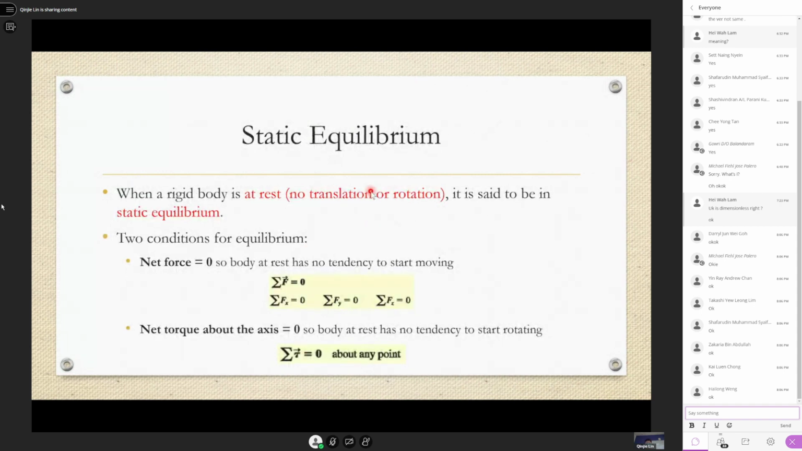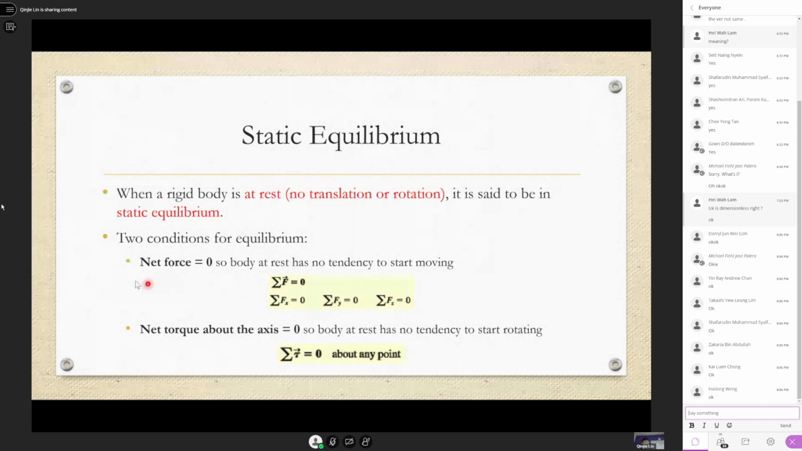So what is static equilibrium? When a rigid body is at rest, that means it doesn't move at all. There's no translation, no rotation. We say that this body is in static equilibrium. Static means no movement. Equilibrium means the forces all balance out. There will be two conditions to meet this equilibrium.